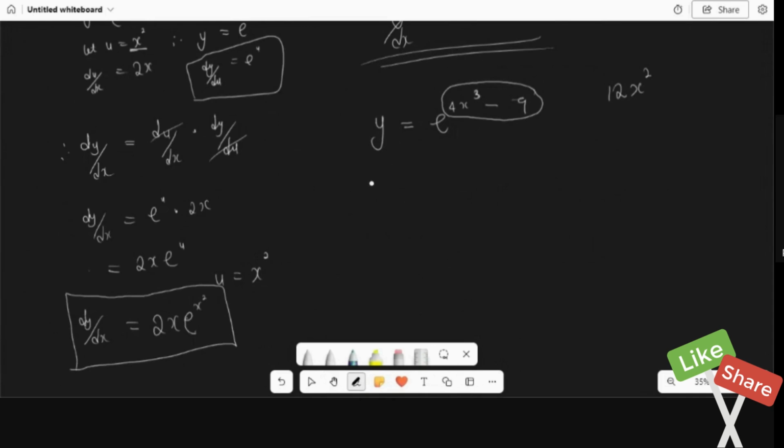So automatically, what do we have? We just multiply 12x squared. So we have dy over dx is equal to what? 12x squared e to the power of 4x cubed minus 9. That's it. Life's not hard.